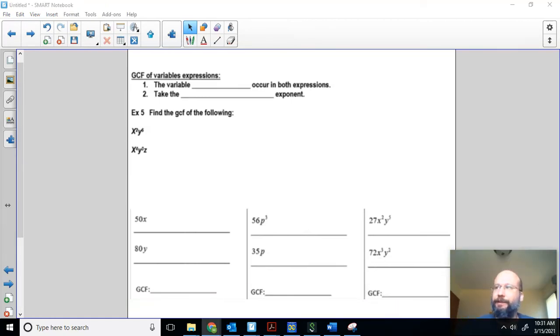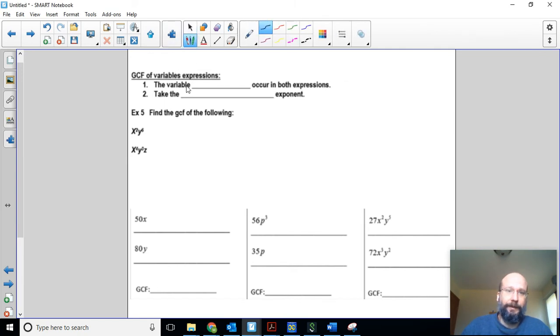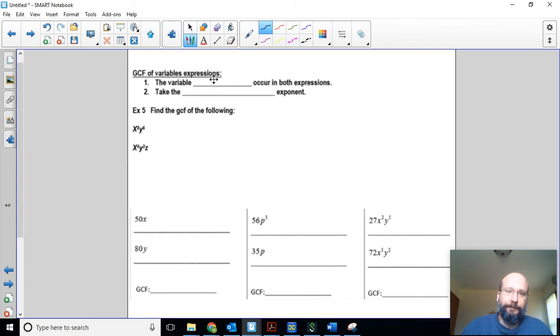We're back with part 2 of this GCF stuff. We're going to talk about the GCF if you have two terms with variables: what's the greatest common factor? When you're talking about variables, the variable must be in both. It must occur in both expressions, so it must be in both of them for them to have it in common, which makes sense. And then you take the smallest exponent.